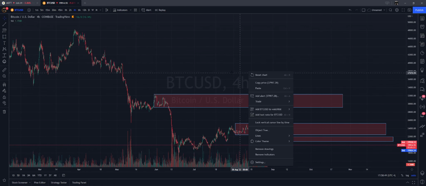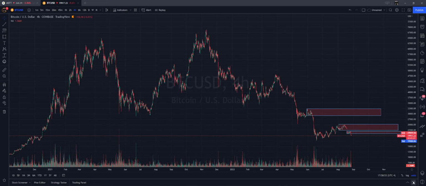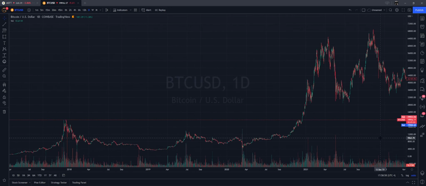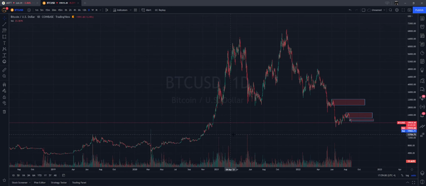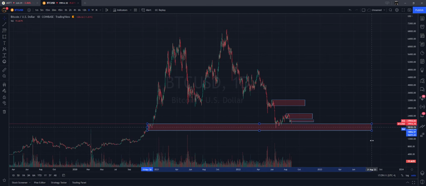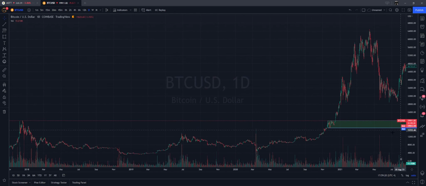But on Bitcoin, I normally look at the 4 hour and 1 day. So in this case, I'm just going to look at the 1 day, to see what the big supply and demand zones are. This is a very big demand zone, right? It's ranging, and it broke out very strongly. Look what happened. It bounced, right?